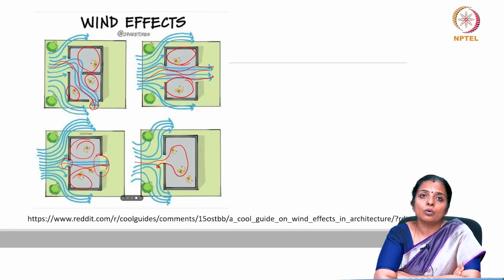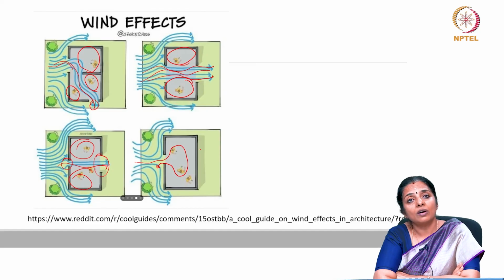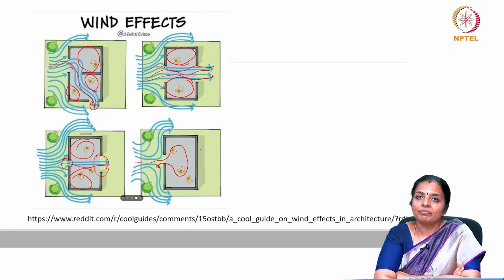So, based on the location of the blocks, there could be wind shadow regions or regions of small tornadoes, or there can be direct cross ventilation. We need to understand the basics of movement of air around buildings so that we are able to plan our settlement or plan our campus to facilitate air movement outside and inside the building.